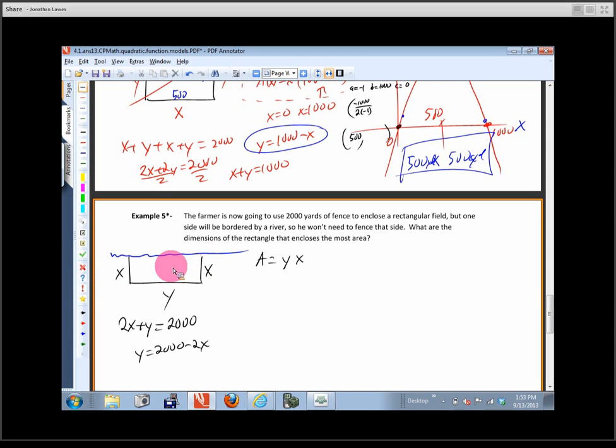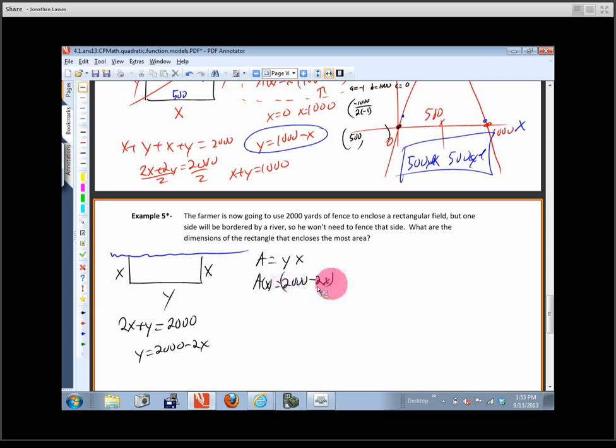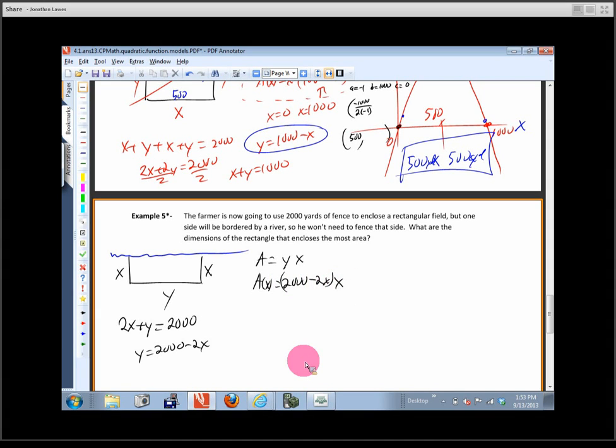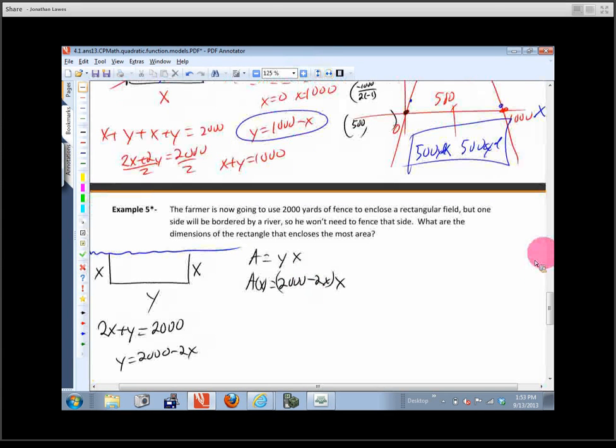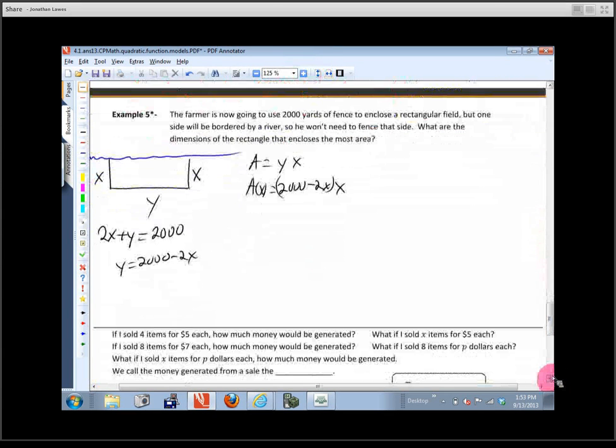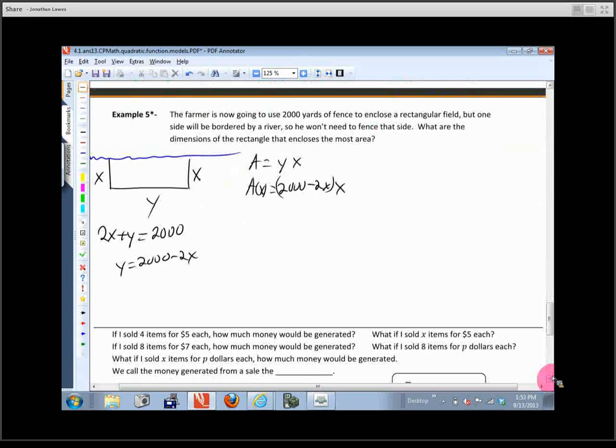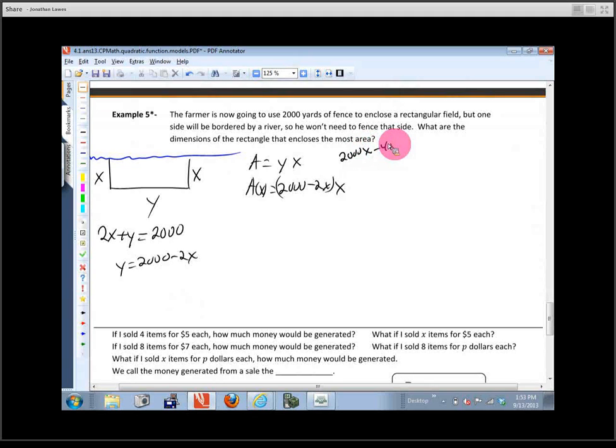Good question. Okay, so let's go ahead and write this as a function of x. This is going to be 2,000 minus 2x times x. If I were to graph this, what shape is it? It's a parabola, right? You can tell it's a parabola by distributing through. That would be 2,000x minus 2x squared. Walker, which way does this open? It opens down.